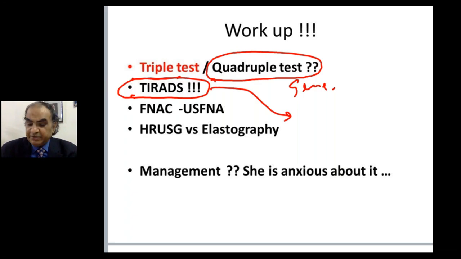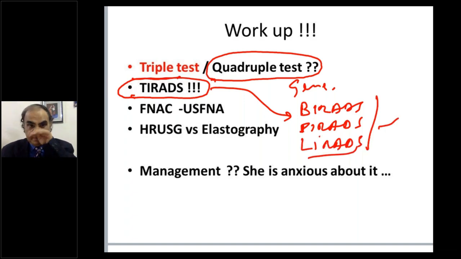We have TI-RADS for thyroid, like BI-RADS in breast, PI-RADS in prostate, and LI-RADS in liver, for imaging grading. Why do we need this kind of staging, this kind of imaging? Remember, an average radiologist who is not a thyroid specialist, like we have breast radiologists, we have thyroid radiologists also, may not be able to make the accurate diagnosis in a lot of cases. And that's where it is necessary to look for somebody who is focused on thyroid.